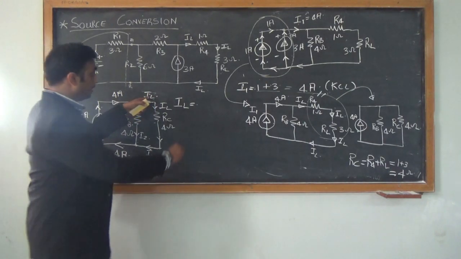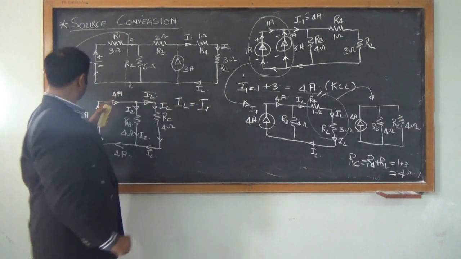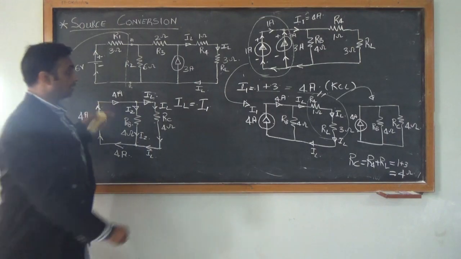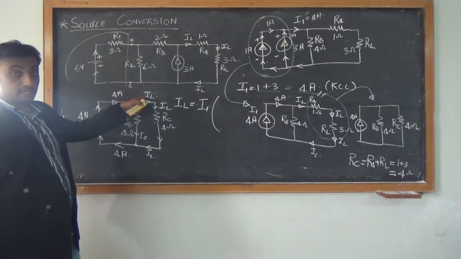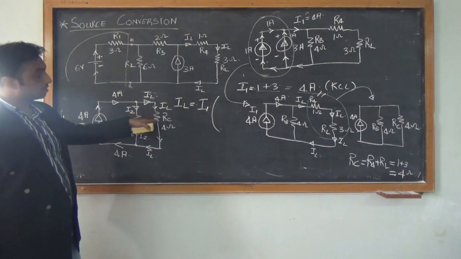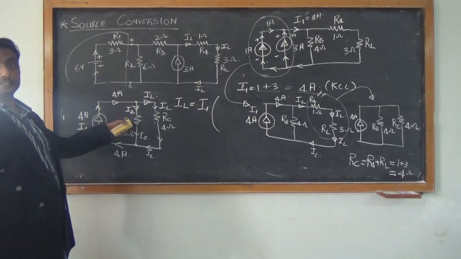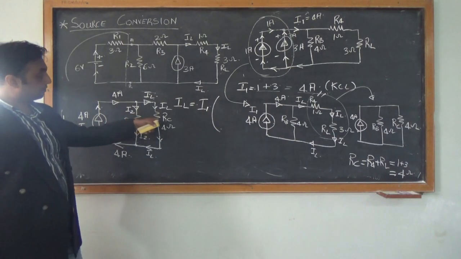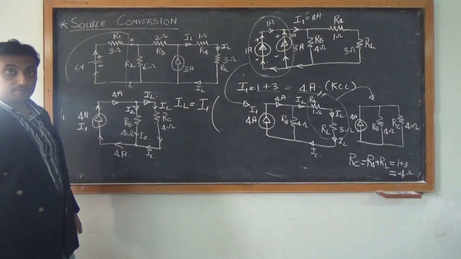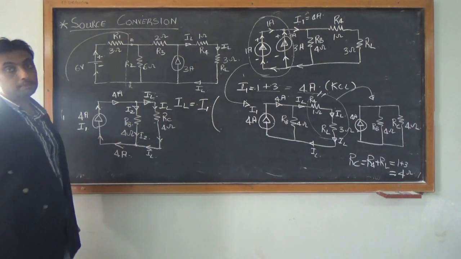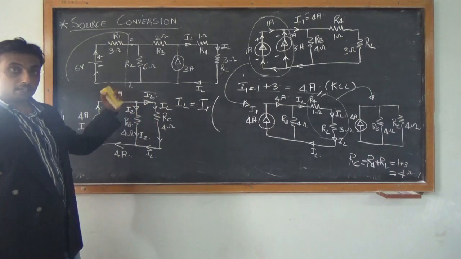So IL will be equal to the main current, that is 4 amps, which is my I1, into... now IL is flowing through the resistor RC. So we have to take the opposite resistor. In current divider theorem, we have to always take the opposite resistor. In voltage divider theorem, we have to take the same resistor pertaining to that voltage. But for current divider theorem, it is the opposite resistor.